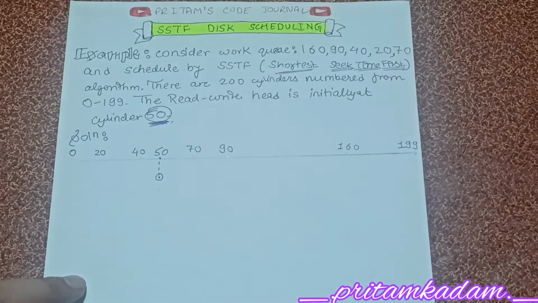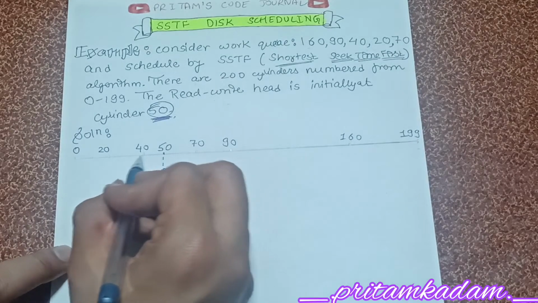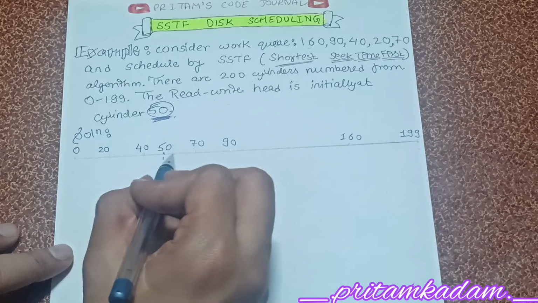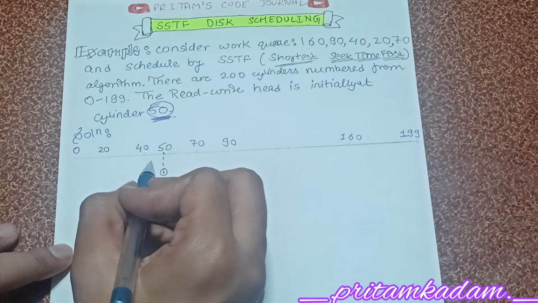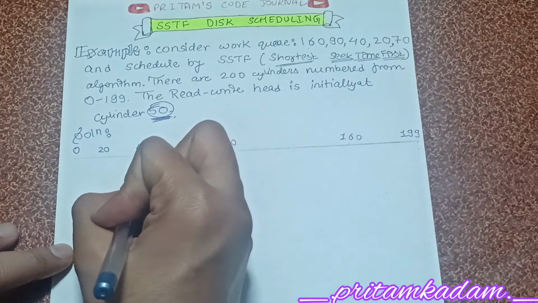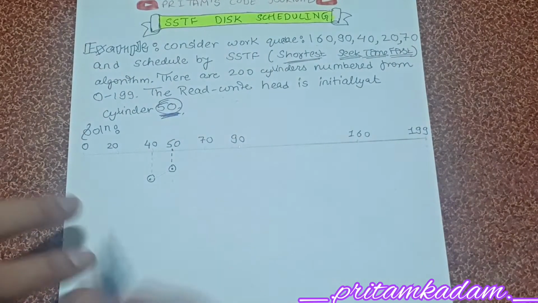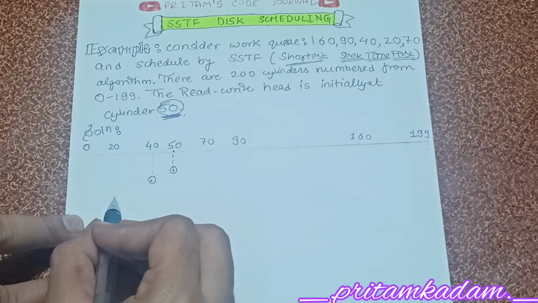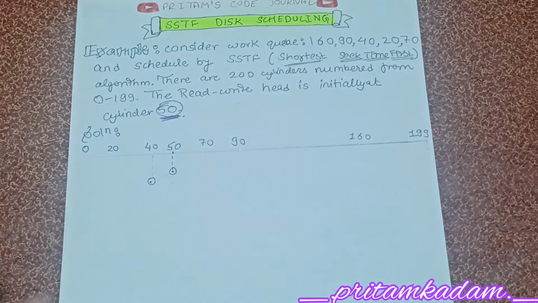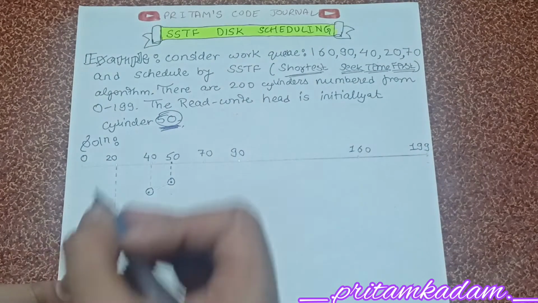So we are currently at 50, and minimum distance is from the 40, because 50 minus 40 is 10 only, and 70 minus 50 is 20. So it will go towards the 40. So let us mark this, and then we'll make one line over here. Okay, and then after 40, where will it go? 40 minus 20 is 20 only, and 70 minus 40 is 30. Okay, so it will go towards 20.